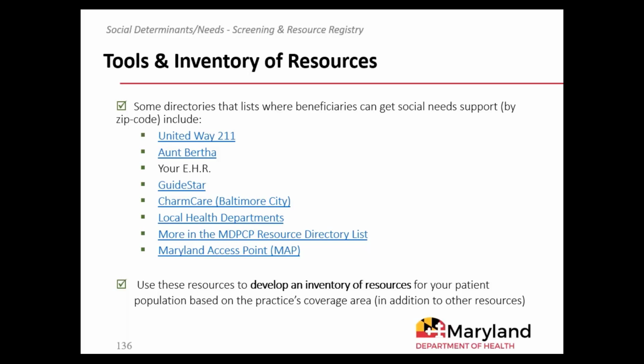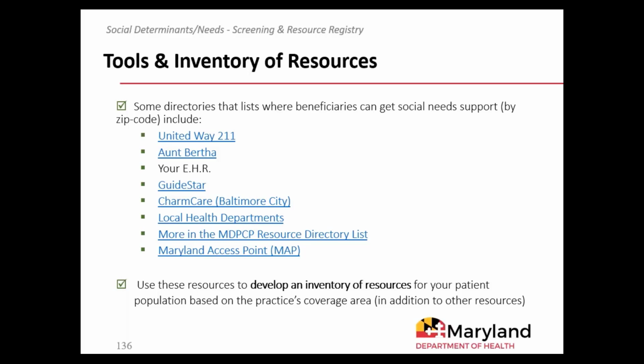So as a reminder, conducting an inventory of resources is also an MDPCP requirement. So here we have a list of resource libraries and directories that are available to not only our community health worker staff, but all clinical staff as well as patients that may want to access these libraries. Just to explain a few, United Way 211 is a free and confidential service that helps people across North America find local resources 24 hours a day, 7 days a week.